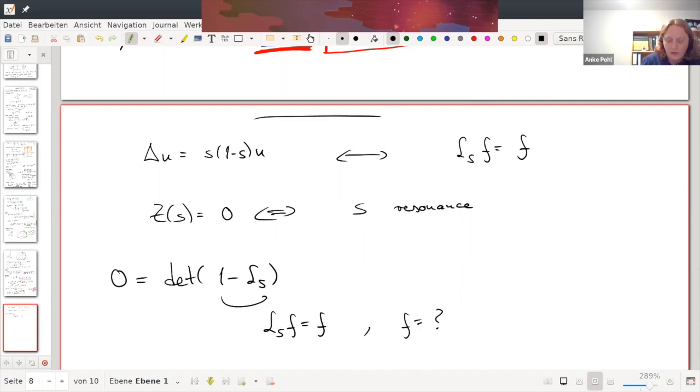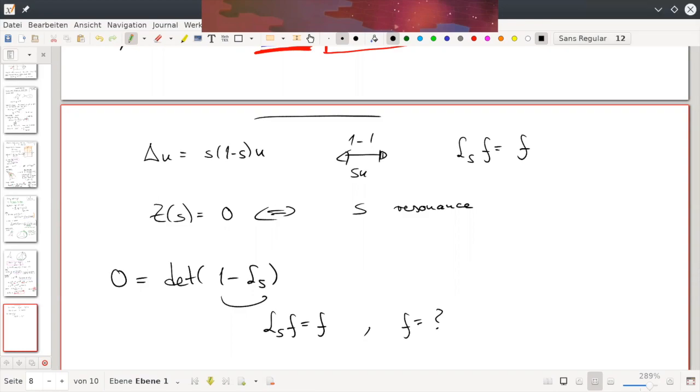And so the transfer operator itself has more information about the Laplacian than the Selberg zeta function, because the Selberg zeta function is kind of forgetting some part of the dynamics. So it cannot reproduce any eigenfunction. But in very good situations, this appears actually as a bijection. In that sense, it has more information.